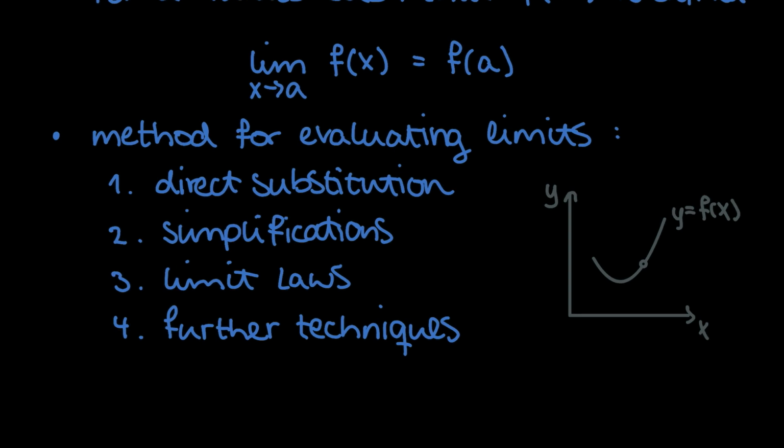The second method would be simplifications, and that would consist of algebraically manipulating the function that we're evaluating the limit of in such a way that we're allowed to do, and also that leads to a different form of the function, in which we are allowed to just use direct substitution. So doing some manipulation before applying direct substitution.